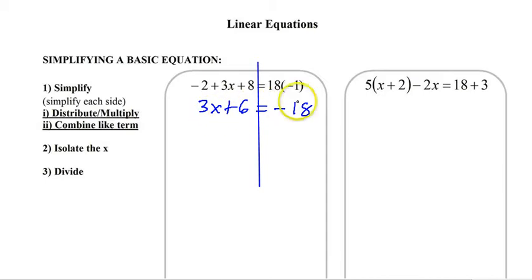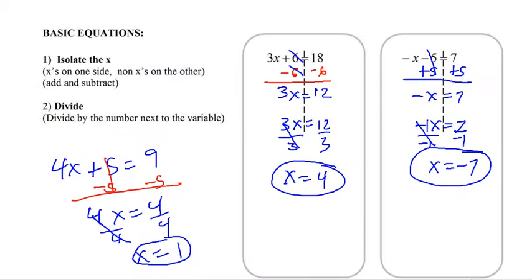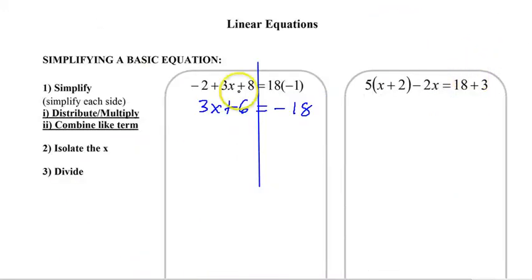And then what this simplifying does is turn this into our nice basic equation that we just solved. That was what we did last time. Basic equations. So now that we have it simplified, we can now solve it. And that's our isolate the x and divide. If you've practiced this a lot, now you should be able to solve this very quickly.